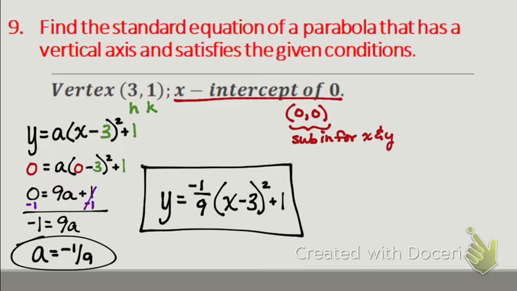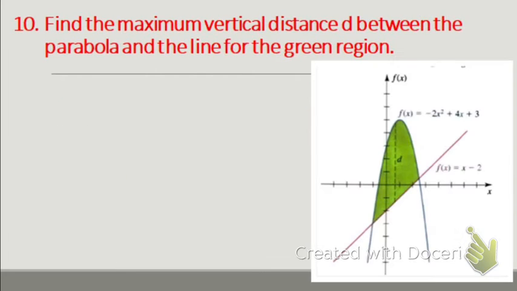How do we feel about that? Pretty reasonable? Awesome. All right, there is a question on your homework, and I've already gotten several emails about it because you're right, we haven't done any examples like this yet. Finding the maximum vertical distance between the parabola and the line for this green region. We want to find the maximum vertical distance.